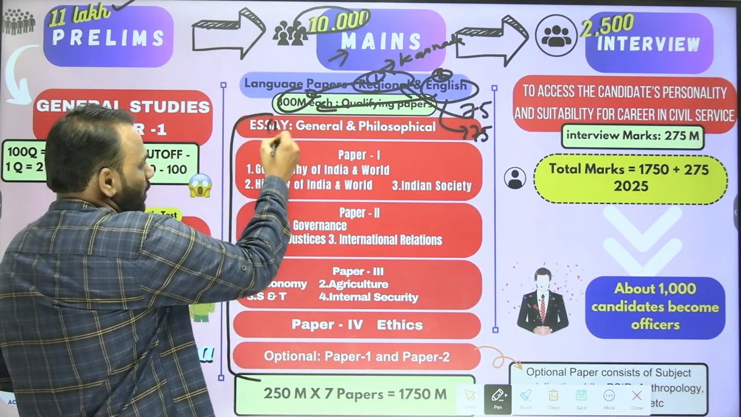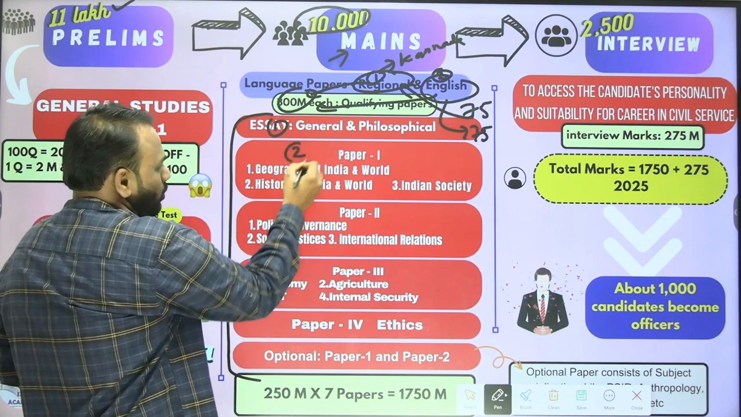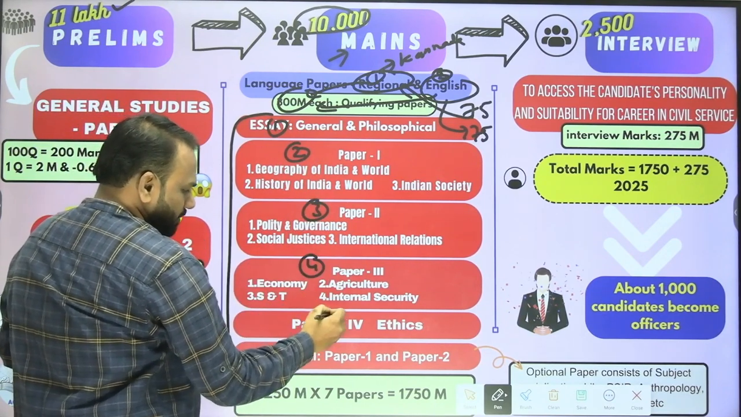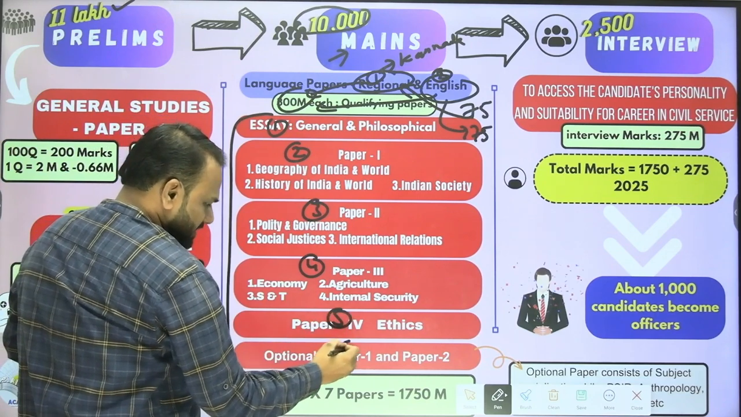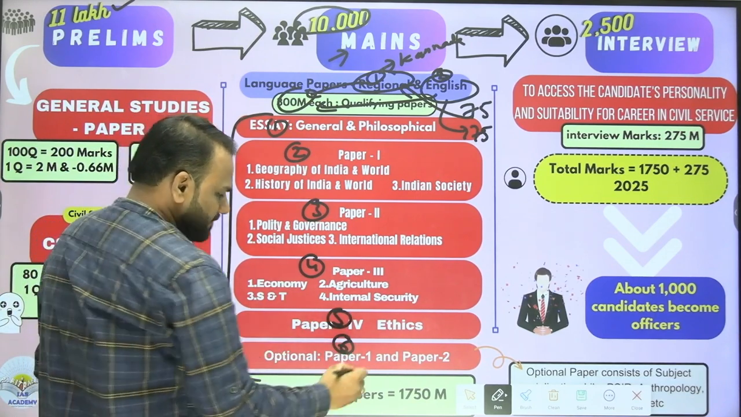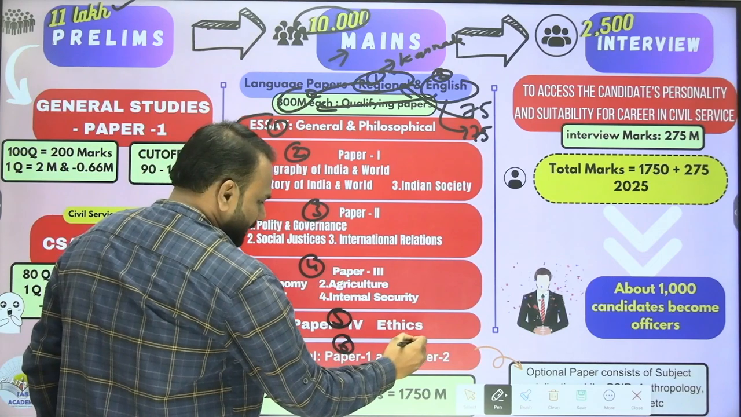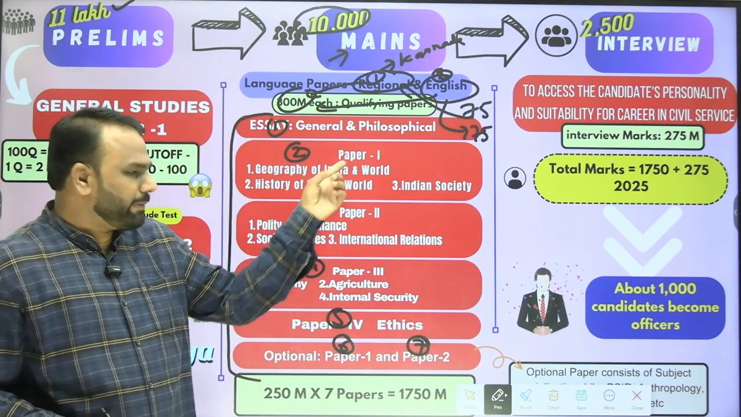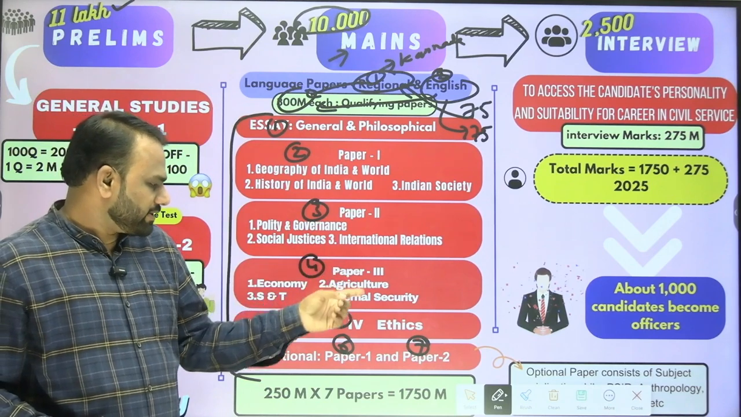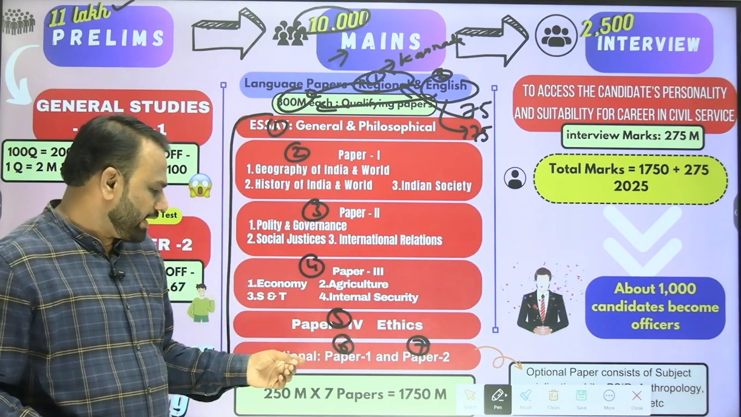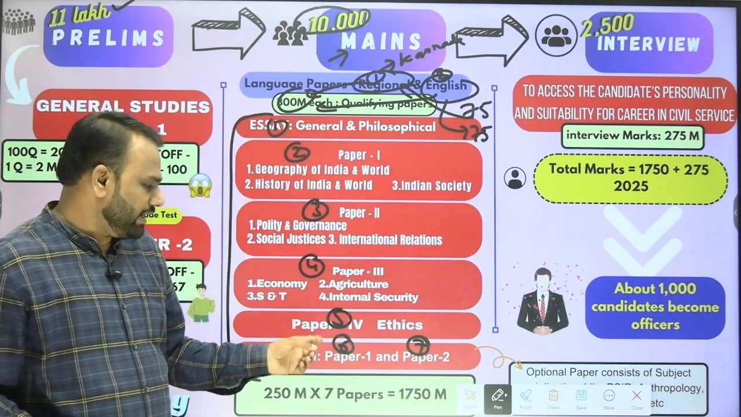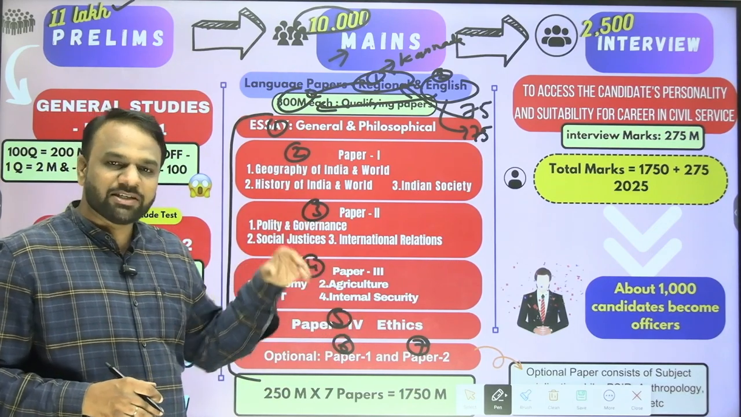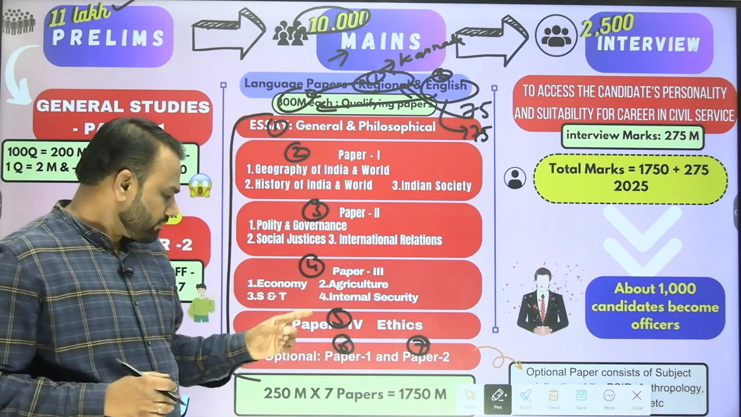There is one essay paper, then paper 1, paper 2, paper 3, paper 4, and in optional we have paper 1 and paper 2. So totally 7 papers. One is essay, then paper 1, paper 2, paper 3, paper 4, and in optional again we have 2 papers internally, paper 1 and paper 2. The syllabus in detail we will be discussing in a separate video.